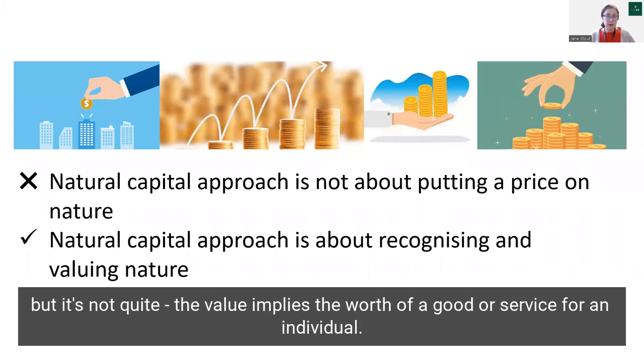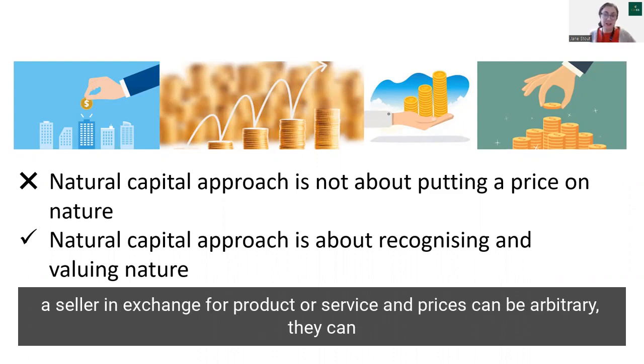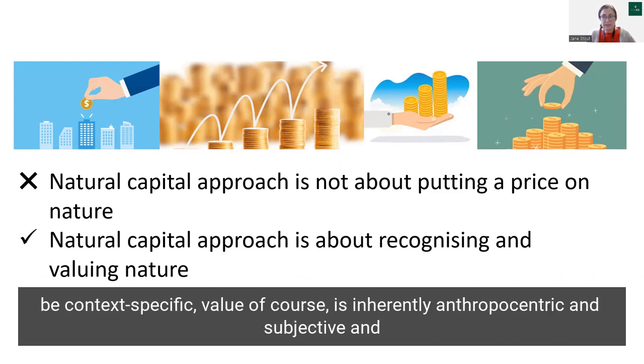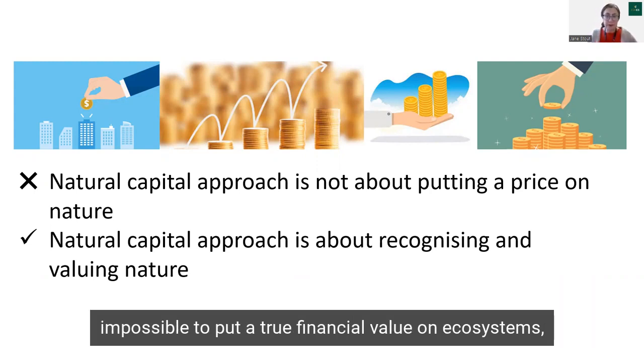The value implies the worth of a good or a service for an individual, whereas the price is the amount of money that a payer would give to a seller in exchange for a product or service. And prices can be arbitrary, they can be context specific. Value, of course, is inherently anthropocentric and subjective. And each person may be prepared to pay a different amount. So it's very hard, sometimes impossible, to put a true financial value on ecosystems.